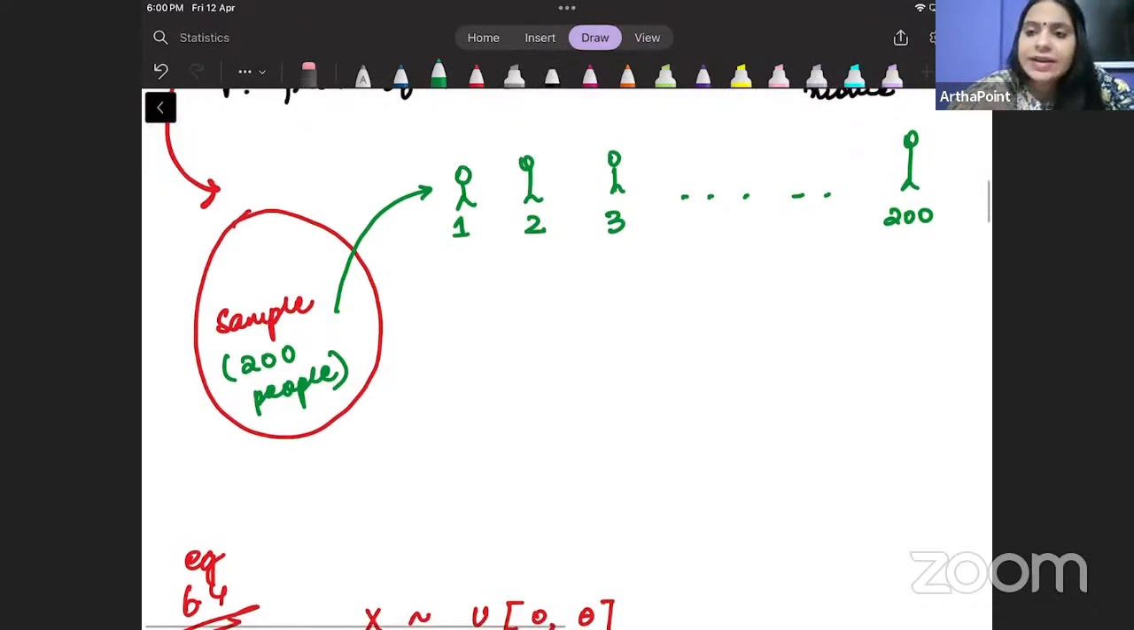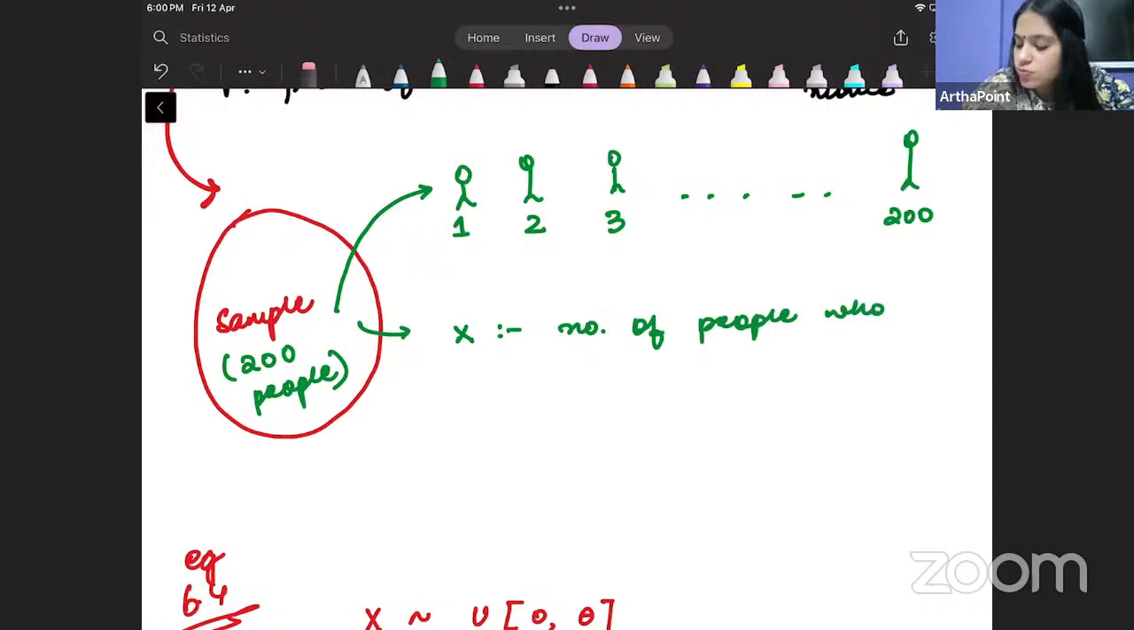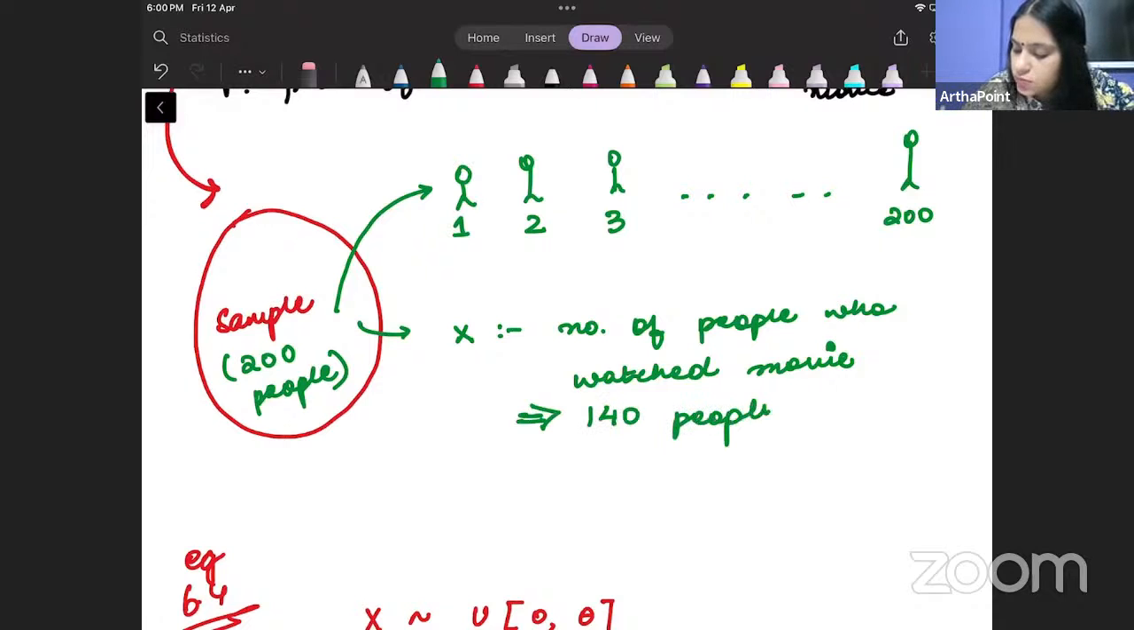Right beta? And now for this sample, I know that X represents the number of people who watched the movie. तो मुझे पता चलता है कि out of these 200 people, I noticed that it is actually 140 people who have watched a movie. 140 people have watched a movie, and I know that there are 200 people.